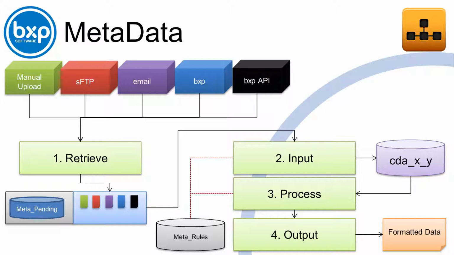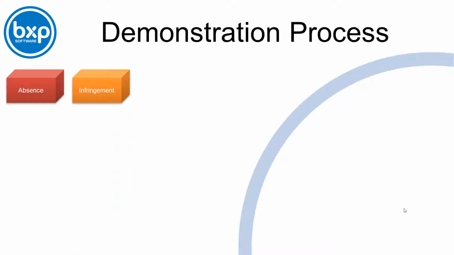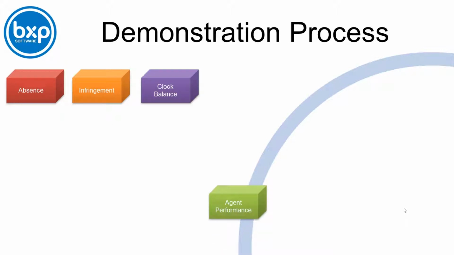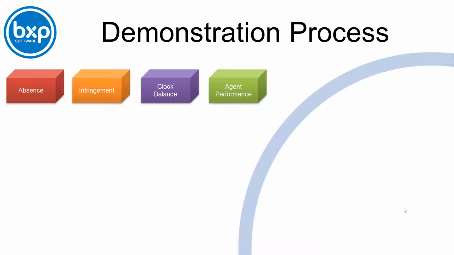In this example, we're going to look at 4 different data sources going into the system. So we start off with an absence report from a HR system. We have an infringement report from, again, a different HR system. We have a clock balance report from a clocking system and an agent performance report from a Nortel phone system.